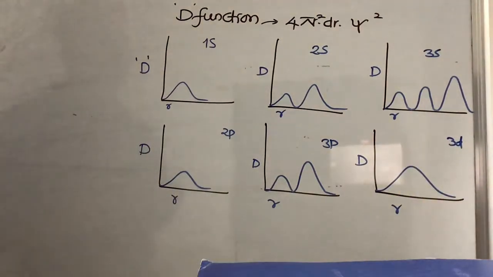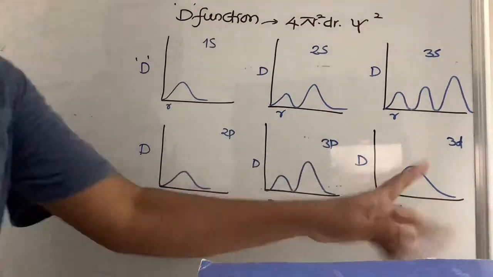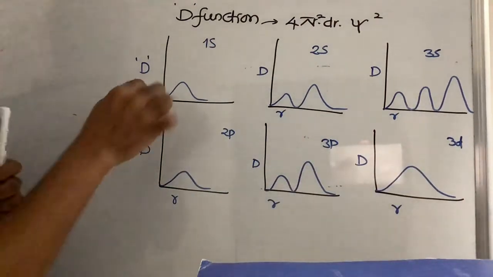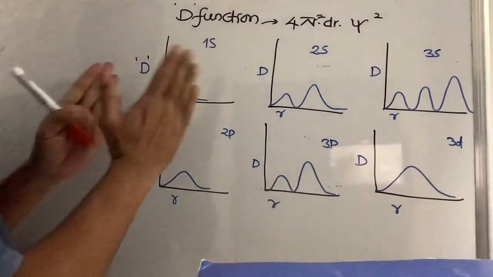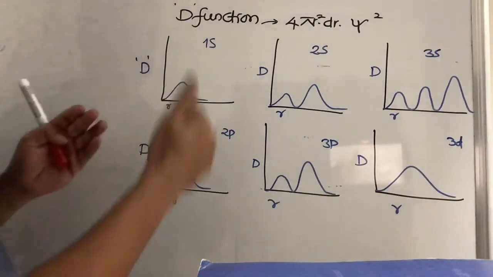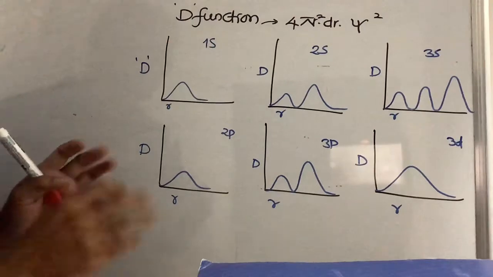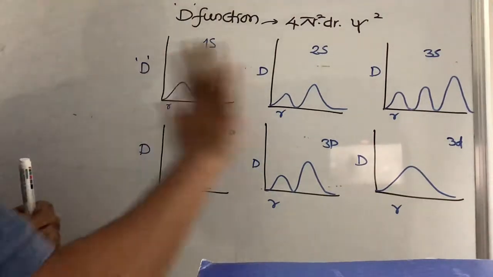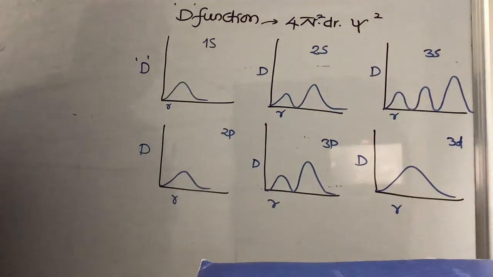You can see 1s, 2p and 3d appear almost the same. They are almost the same, but the sizes will be different. I will give you 1s, 2s and 2p in another graph also, with the distances and all. In the next graph I will mention that, but just see here how these are going to be.